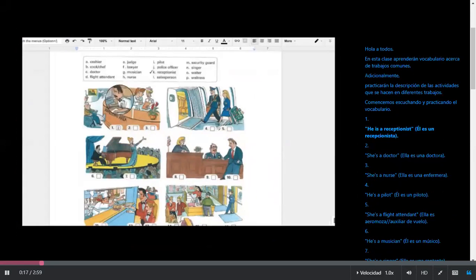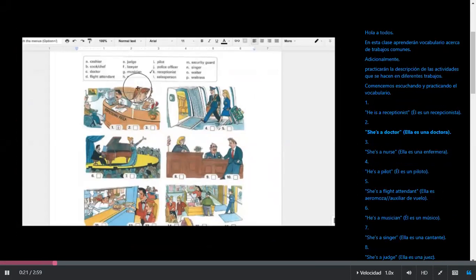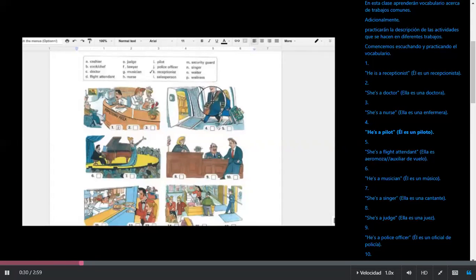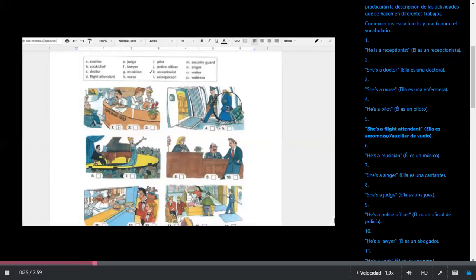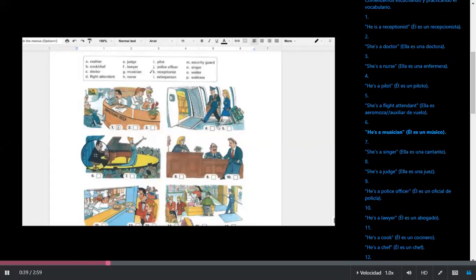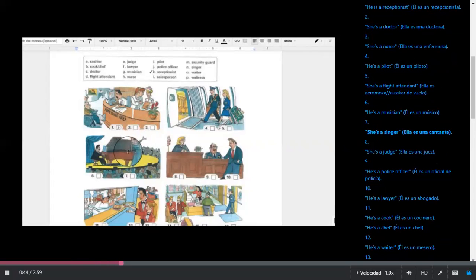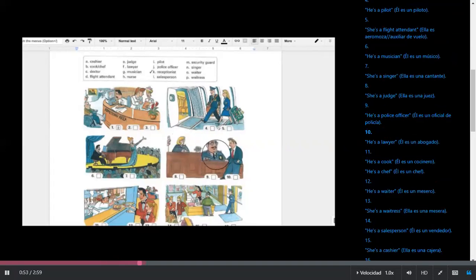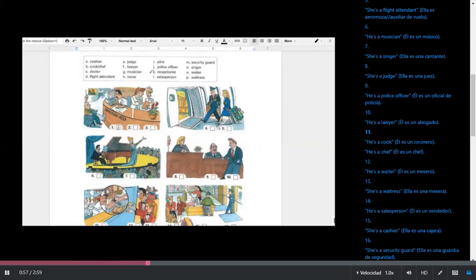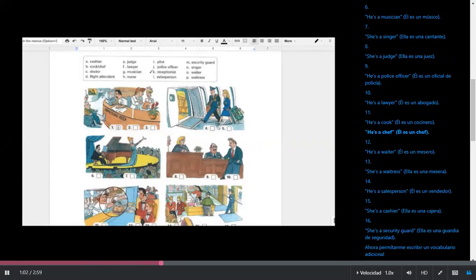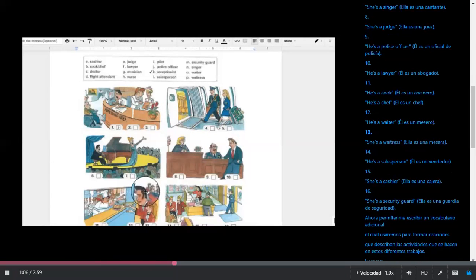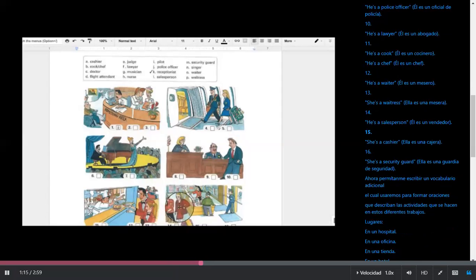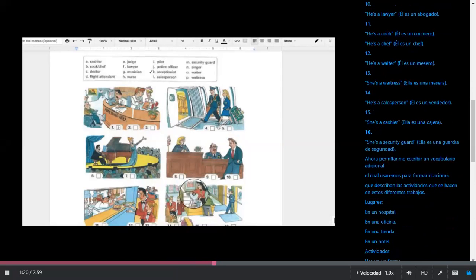One, he's a receptionist. Two, she's a doctor. Three, she's a nurse. Four, he's a pilot. Five, she's a flight attendant. Six, he's a musician. Seven, she's a singer. Eight, she's a judge. Nine, he's a police officer. 10, he's a lawyer. 11, he's a cook, he's a chef. 12, he's a waiter. 13, she's a waitress. 14, he's a salesperson. 15, she's a cashier. 16, she's a security guard.